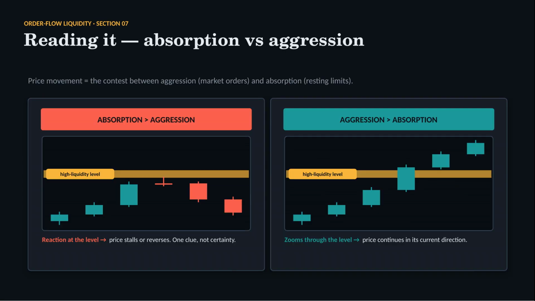Reading the heat map comes down to two forces fighting. Absorption is when a big wall of resting liquidity soaks up all the market orders hitting it, and price simply can't push through. Provision wins, price stalls. Aggression is when market orders overwhelm the resting liquidity and blow right through the level. Consumption wins, price moves. Every level on the map is one of these two outcomes waiting to happen. Will the wall absorb, or will aggression break it? That question is the whole read.